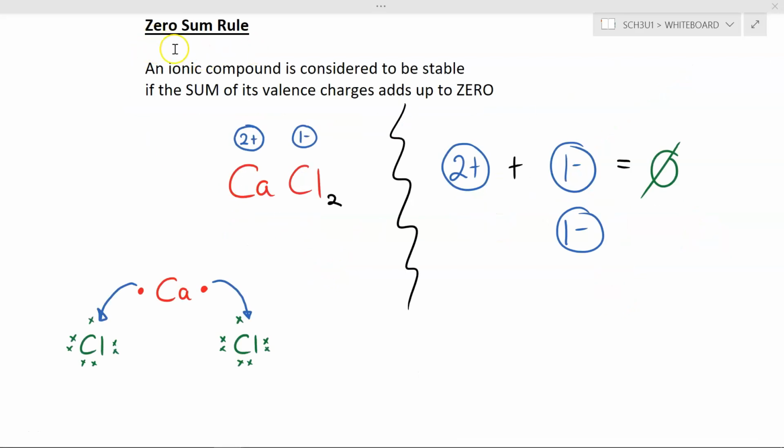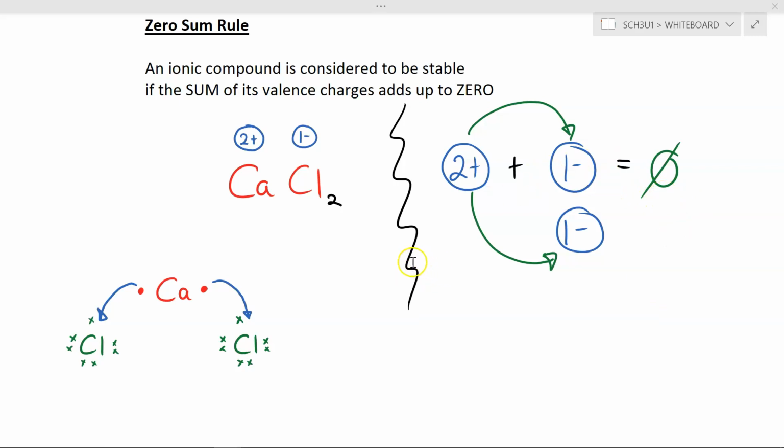And that's what the zero-sum rule does. It helps us to keep track of how many electrons are being lost and how many electrons are being gained. So while calcium loses 2 electrons and each chlorine gains 1 electron, in order for this entire compound to be stable, I need 1 calcium but 2 chlorines. So for every electron that was lost, it's found a new home. And when this happens correctly, the valence charges add up to 0.